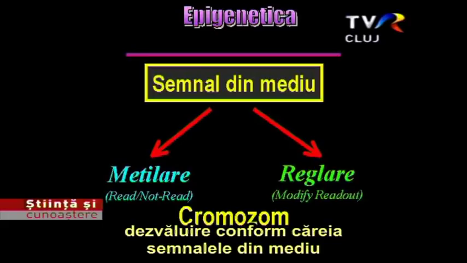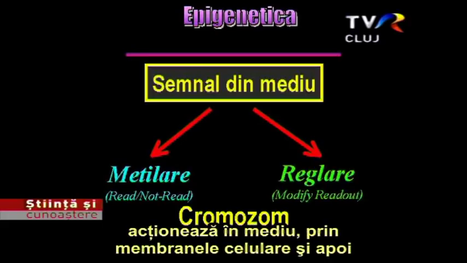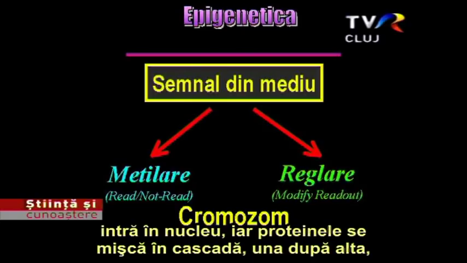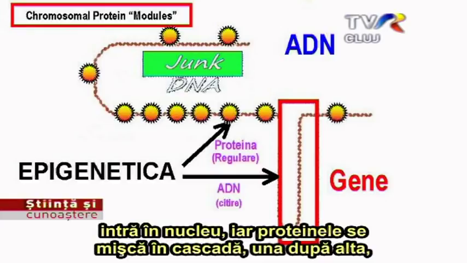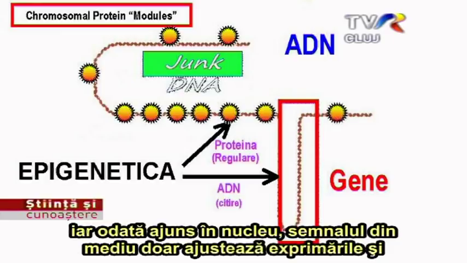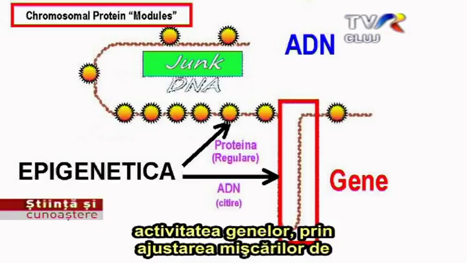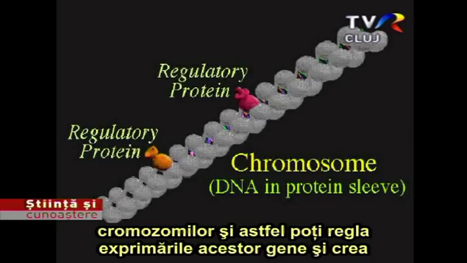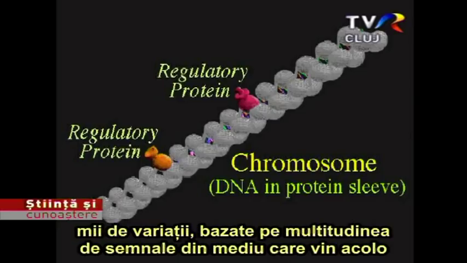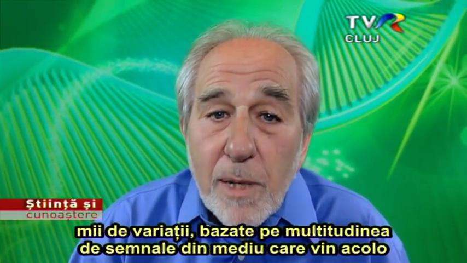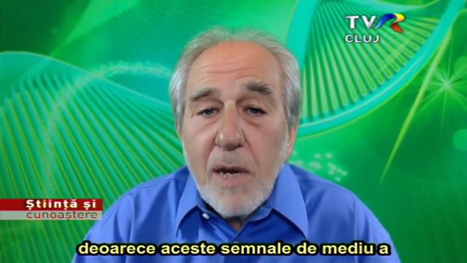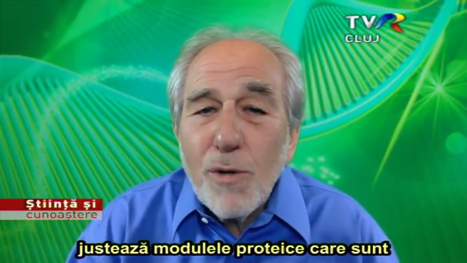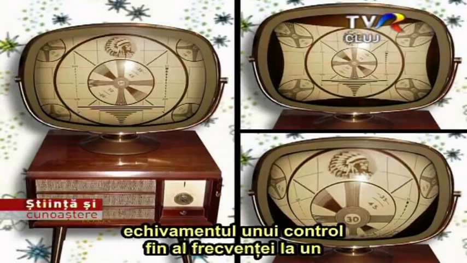It says that the environment, signals in the environment acting through the cell membrane, and then going into the nucleus via a cascade of one protein to the next protein into the nucleus. Once in the nucleus, these environmental signals adjust the reading and activity of the genes by adjusting the proteins that form the sleeve of the chromosome. And you can adjust the readout of these genes and create thousands of variations based on whatever environmental signals come in, because these environmental signals adjust the protein modules, which are the equivalent of the dials on the television set.